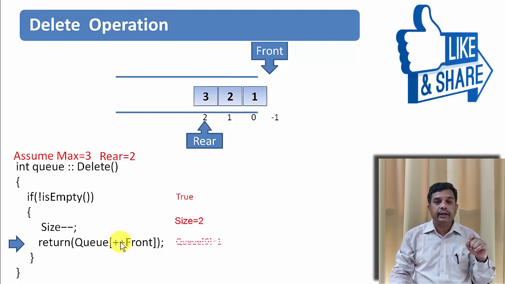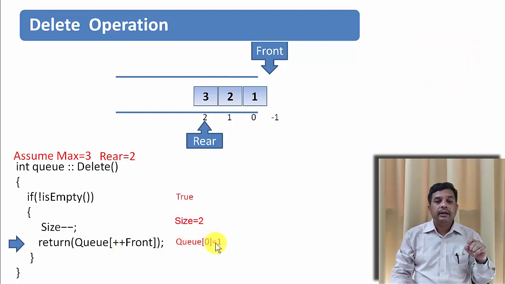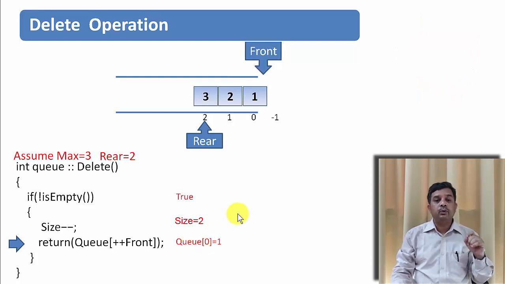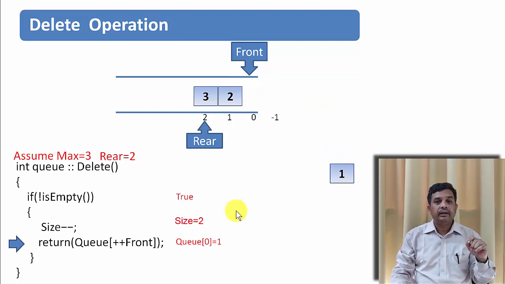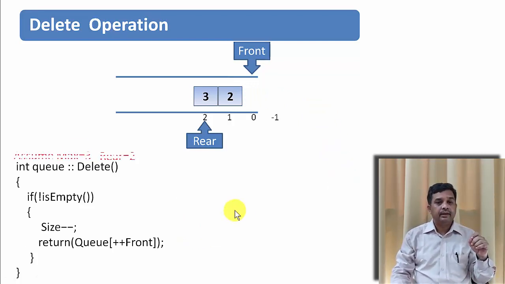Now front is pointing to -1. After front is incremented by 1, it becomes 0. So the queue's 0th element is 1, and that will be returned. So this particular element is returned. For the next element if you want to delete, size is 3, rear is now pointing to 2, and the not is full condition is also true.